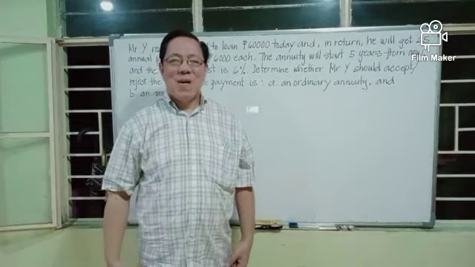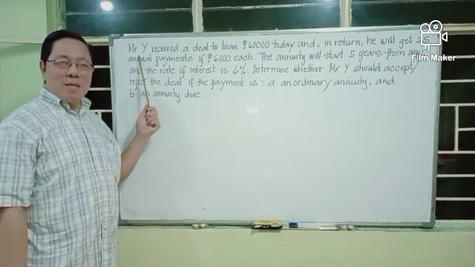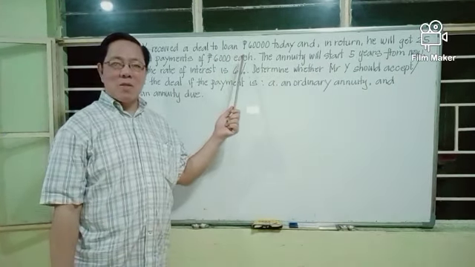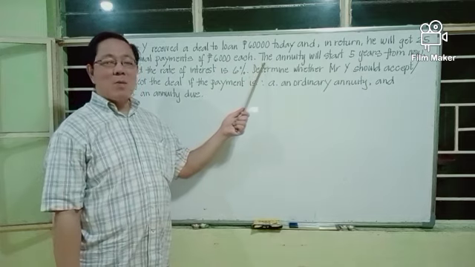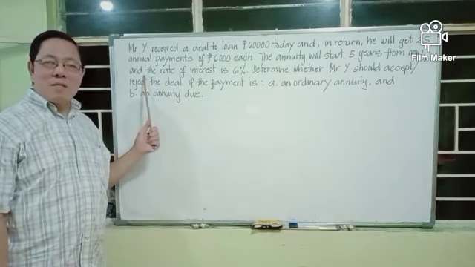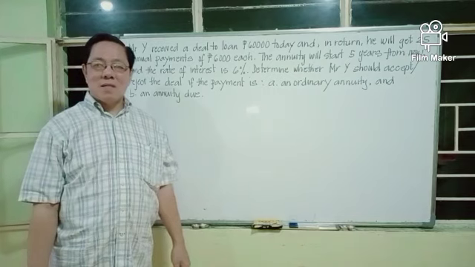For our next example, consider the following problem. Mr. Y received a deal to loan 60,000 pesos today, and in return he will get 25 annual payments of 6,000 pesos each. The annuity will start 5 years from now, and the rate of interest is 6%. Determine whether Mr. Y should accept or reject the deal. If the payment is A, an ordinary annuity, and letter B, the payment is an annuity due.